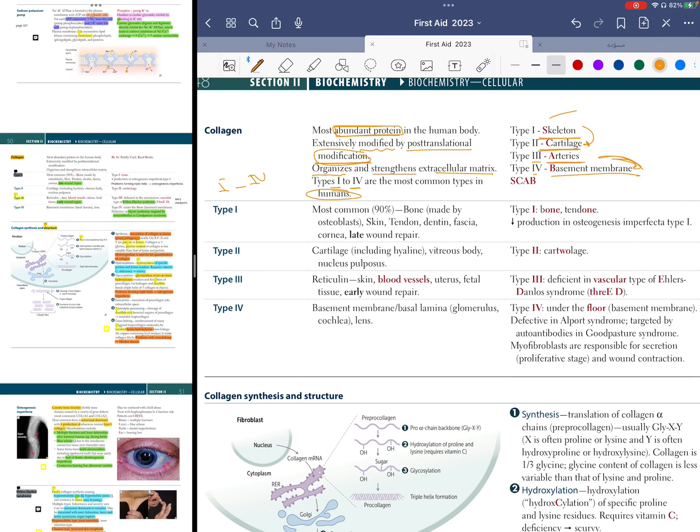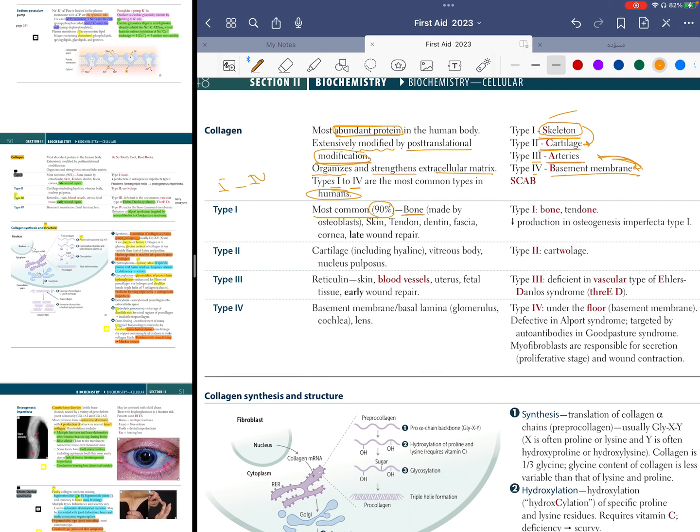These last two are also related, since the arteries have some kind of basement membrane. So anyway, type 3 is arteries, and type 4 is found in basement membranes. Type 1 is the most common, about 90%, because it's the skeleton.